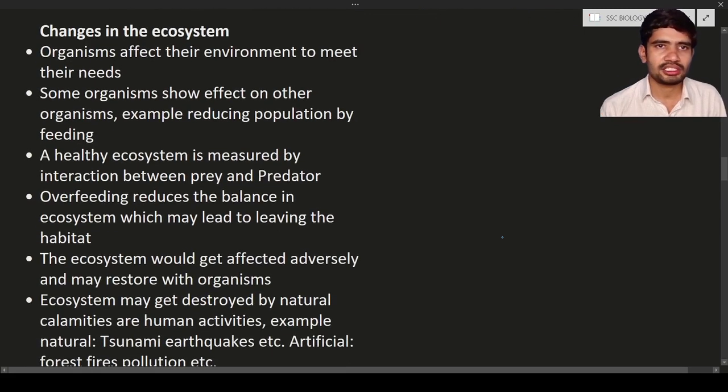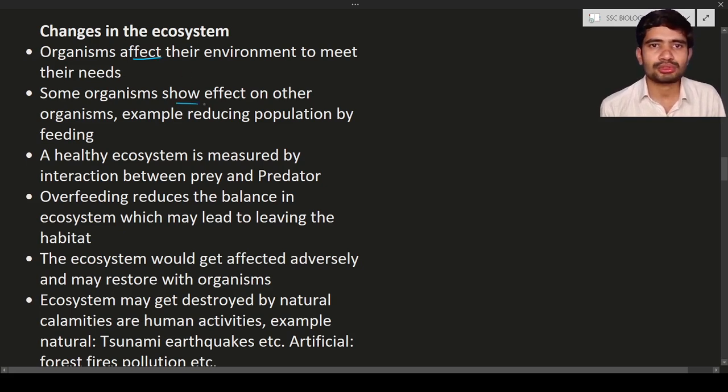So next, the changes in the ecosystem. Changes means something is going to change in the ecosystem. So that change is going to show some kind of effect on the organisms. That is known as changes in the ecosystem. Organisms affect their environment to meet their needs. They are going to have some kind of effect on the ecosystem or the environment.